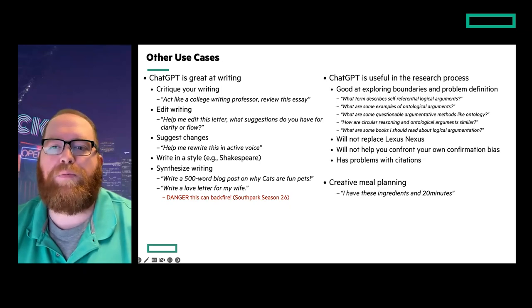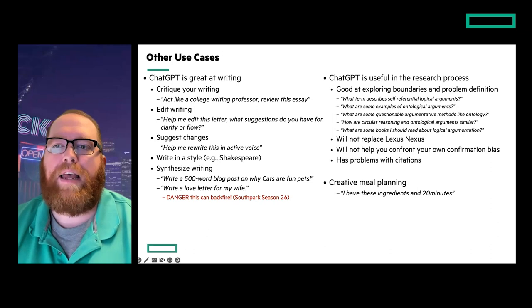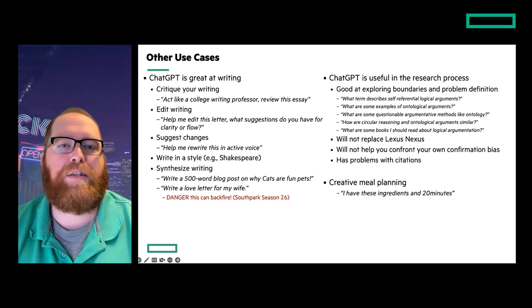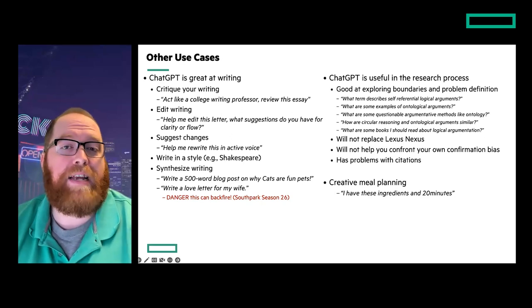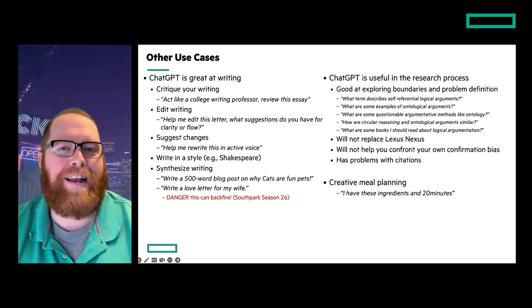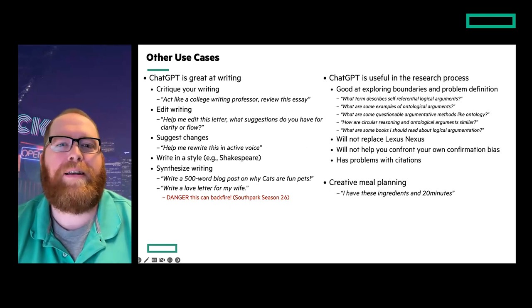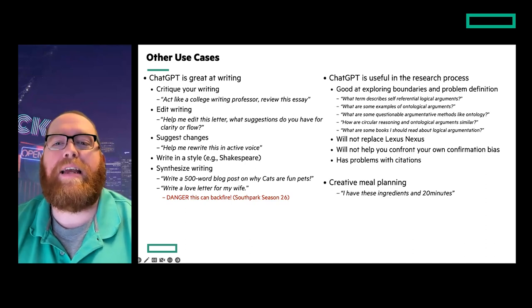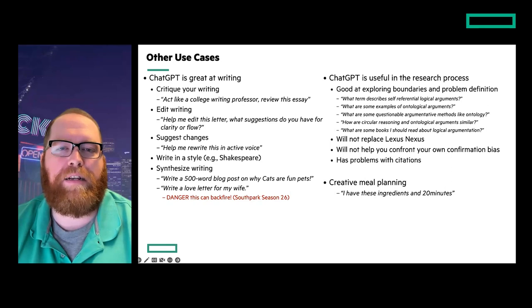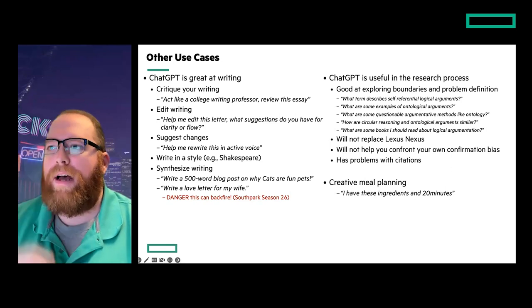I've been very pleased with the capacity that it has. And then of course you can also use it to synthesize writing. You know, I could say, ChatGPT, give me a list of 10 reasons why cats are fun pets. And then I could say, write a 500 word blog post. Now, maybe that's not super relevant for our day to day, but substitute cats for some industry term and have it explain why maybe virtualization is a great choice in certain deployment scenarios.